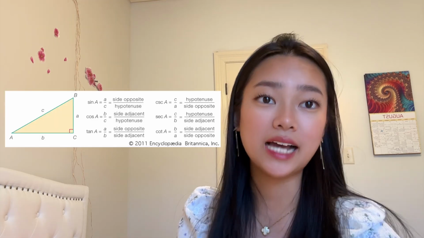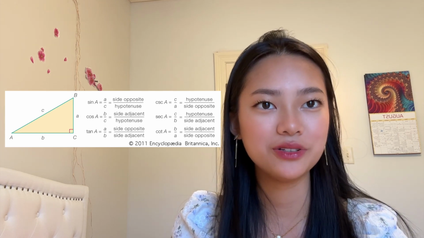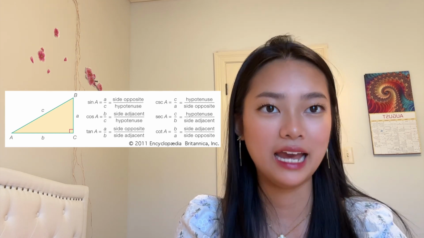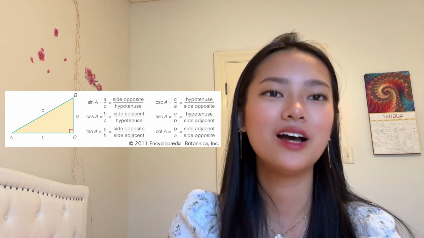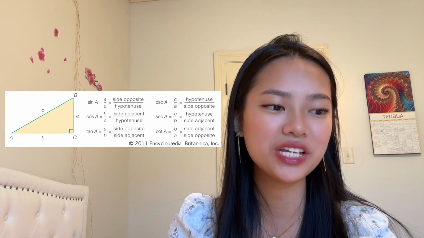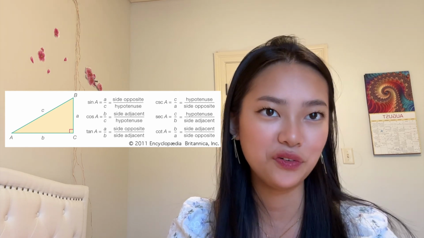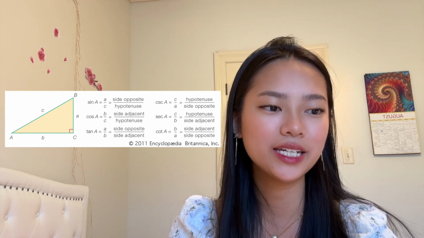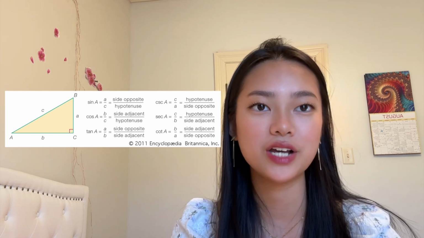In a triangle, the sine of an angle would be the opposite over the hypotenuse. So in this case, it would be A over C. If it was cosine, then it would be adjacent to the angle and then over the hypotenuse. In this case, it would be B over C, and then tangent is opposite over adjacent, and that would be A over B. And then cosecant, secant, and cotangent are basically the inverses of sine, cosine, and tangent.